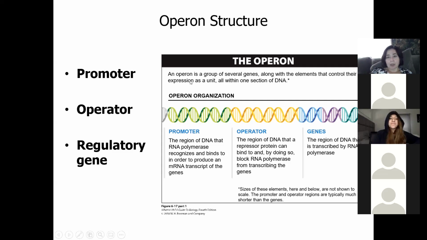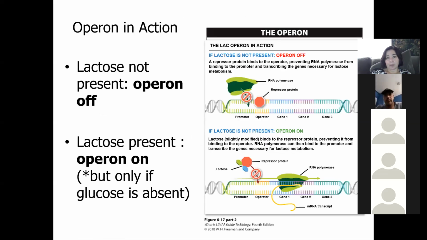And the operon structure has a promoter. This is the beginning of the gene. This is where the RNA polymerase binds to make a copy. At the operator, a repressor protein can bind and block, for example, the gene from expression. And then the genes, this is the region that is copied into RNA. And as I said, if the operator has any proteins there, they can either speed up or block the gene expression. And that's what it basically shows.